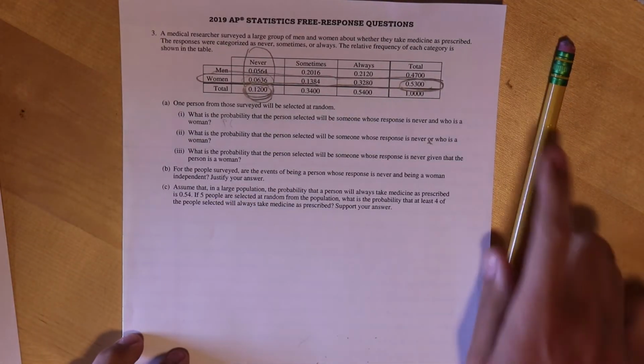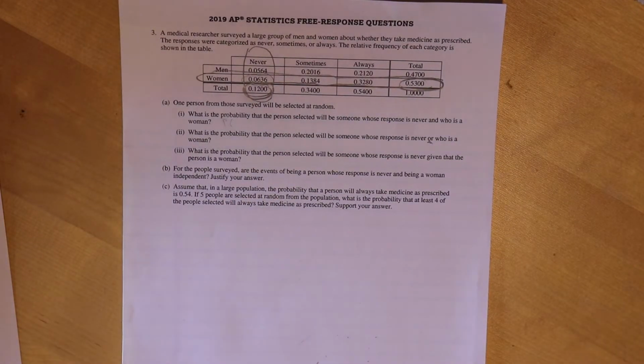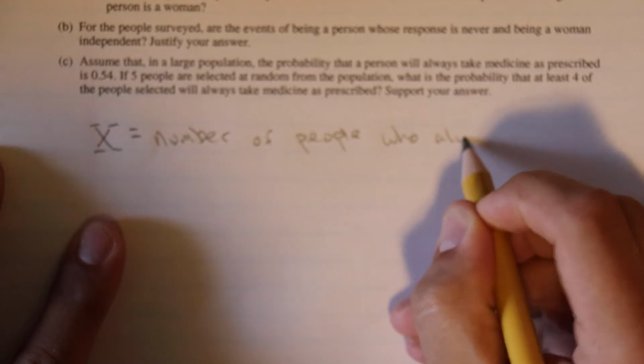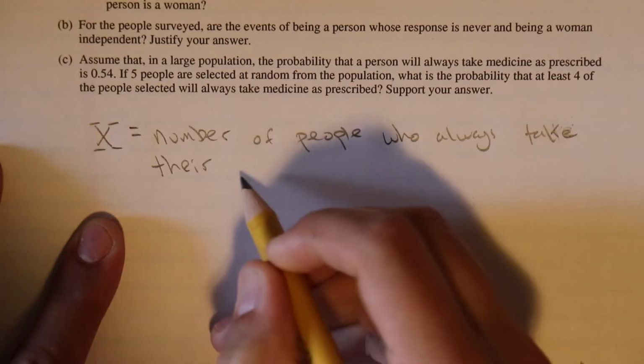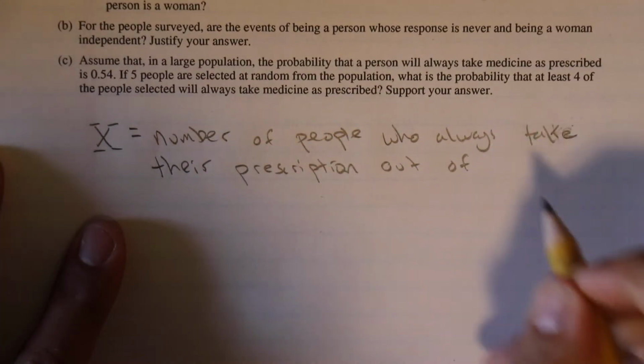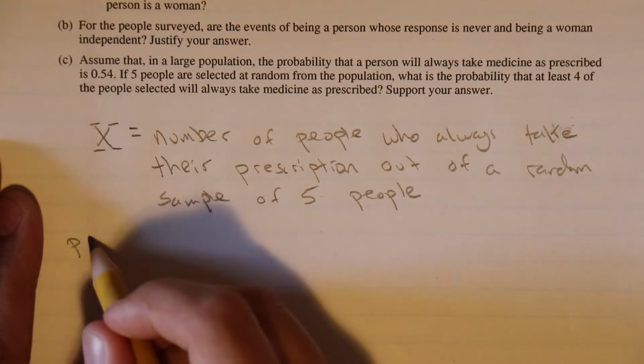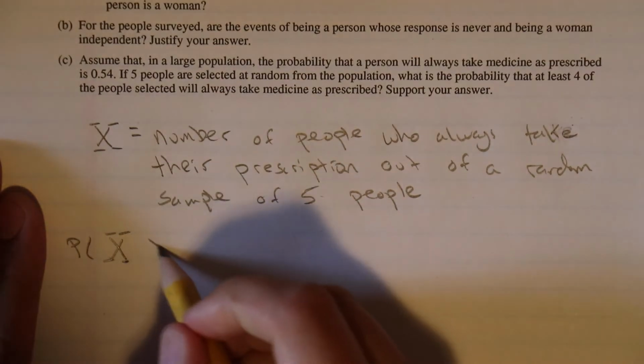Assume that in a large population, the probability that a person will always take medicine as prescribed is 54%. If 5 people are randomly selected from the population, what is the probability that at least 4 people will always take medicine as prescribed? Show your answer. I'm going to say X is the number of people who always take their prescription out of a random sample of 5 people. So essentially what I'm doing is this: what's the probability that X is at least 4?